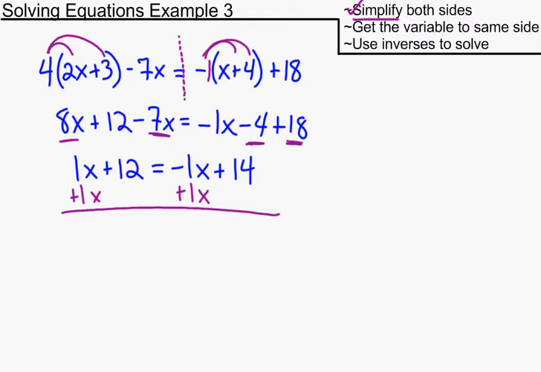So what that does is it eliminates the x's from the right-hand side and puts 2x on the left. And then just drop everybody else straight down. I still have a positive 12, an equal sign, and a positive 14 on the right.